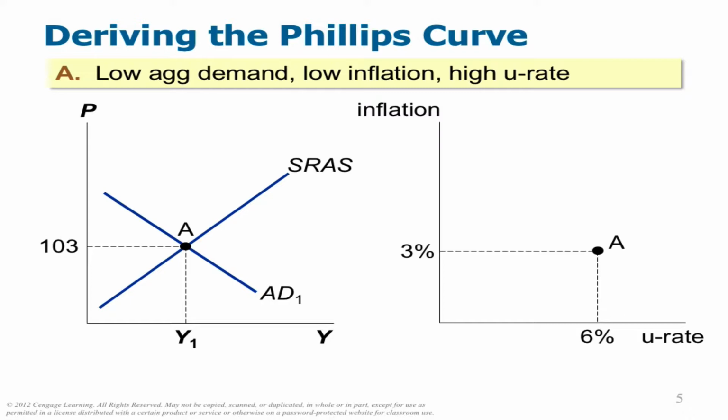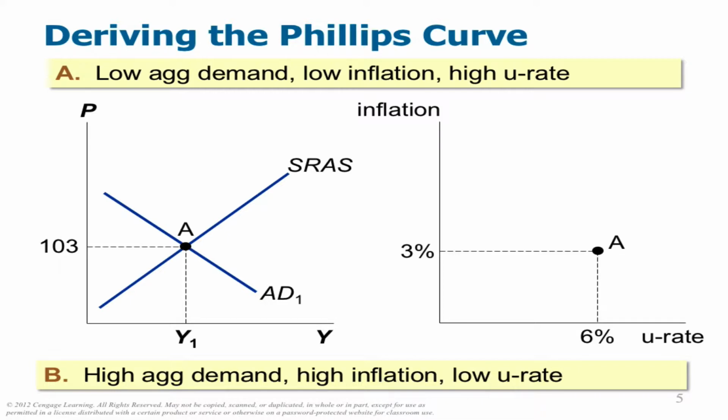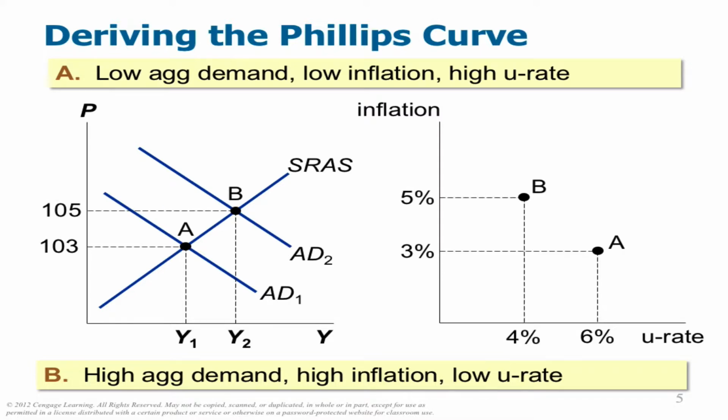Okay. So now let's look at the second scenario where we have high demand and low unemployment. So there's our high demand right there. Okay. Price level, significant increase. Much higher inflation and a lower unemployment rate. When you connect those 2 points on the right-hand graph, that's where you get the Phillips curve. And it is labeled PC, capital P, capital C, Phillips curve.